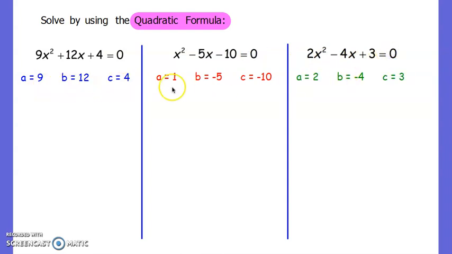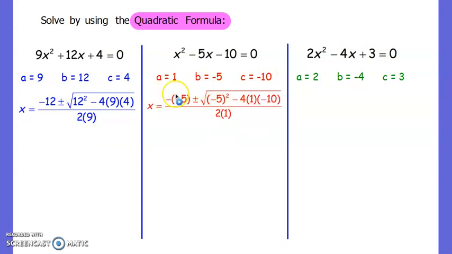Hopefully your numbers match up with what I said. Now let's take our A, B, and C and plug them into the quadratic formula. So again, the formula says negative B, right? B is 12, which makes it negative 12, plus or minus the square root of b squared minus 4ac, a being 9, c being 4, all over 2a, right? 2 times 9 being 18. Let's set up the other two as well.